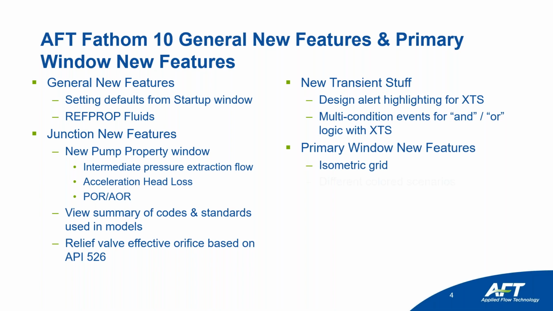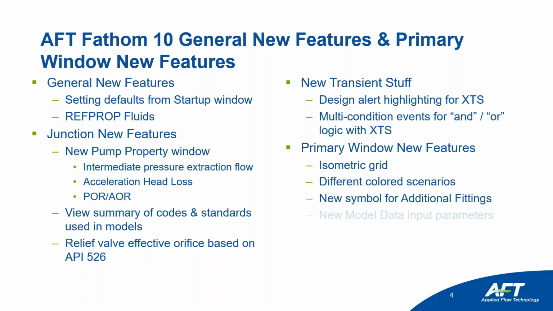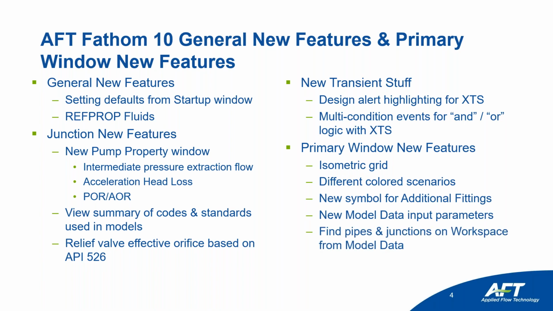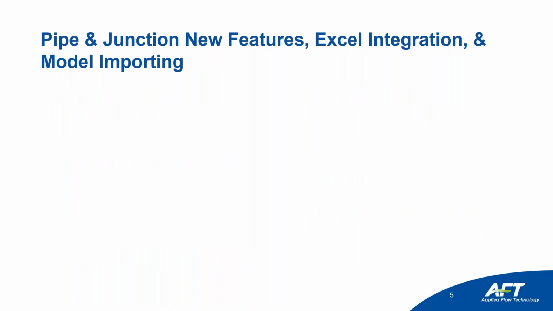Lots of primary window new features. There's a brand new isometric grid that you can work with. You can change colors of different scenarios. That way, whenever you go to the workspace of a different scenario, you'll know which one you're in based upon the color that you've specified. There's new symbols that tell you if you've got additional fittings on a pipe, new model data input parameters. You can find pipes and junctions on the workspace from the model data window. The visual report control is a lot more user-friendly now as well.